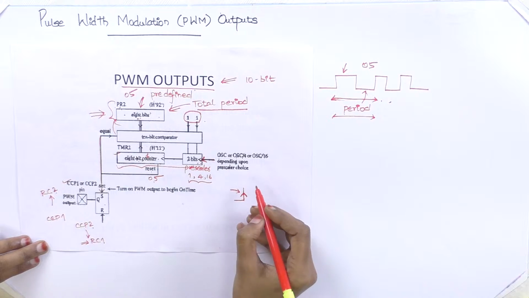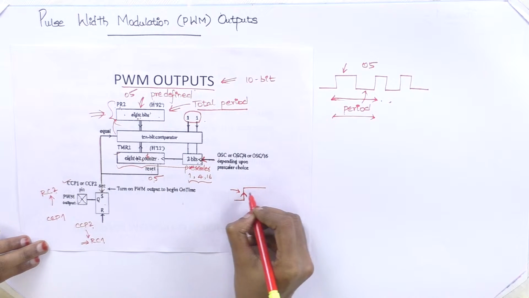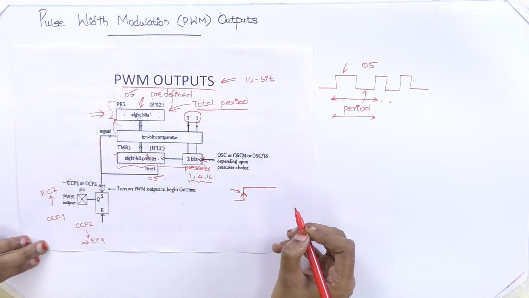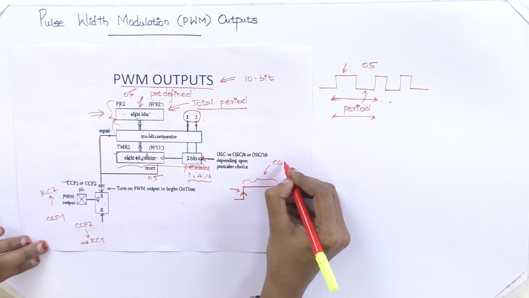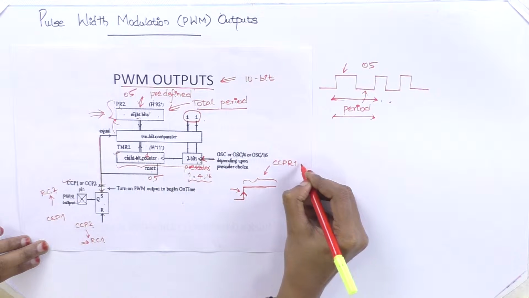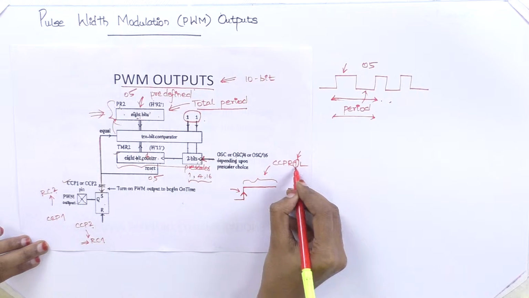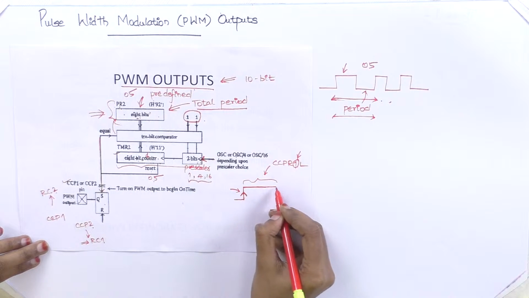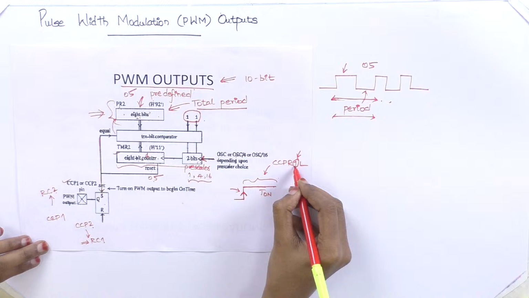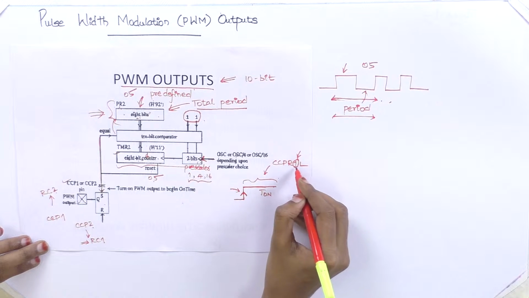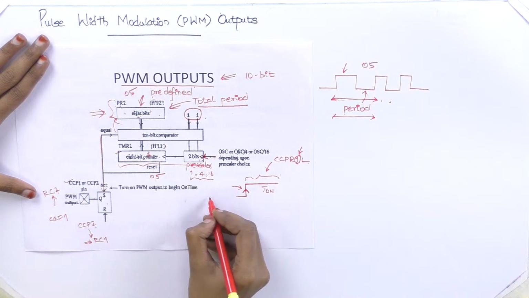Now what we are supposed to do is, this high value has to be retained for some period. This we have to give in the register CCPR1L. Since we have used module 1, I am supposed to use the CCPR1 register. So this on period, T on, should be mentioned in the CCPR1L register.